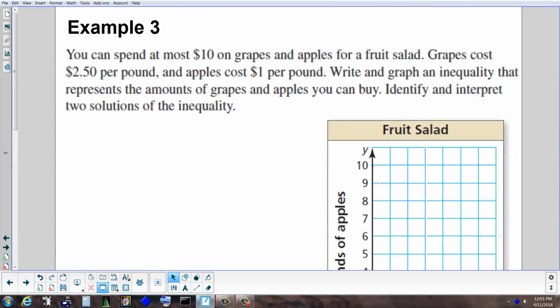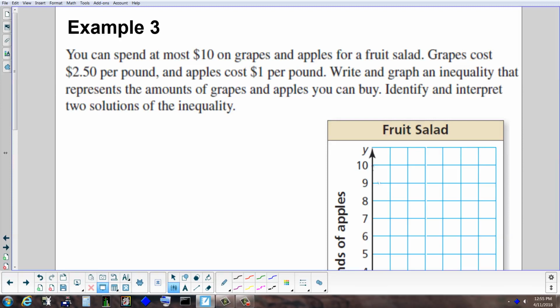All right. So the hardest thing with the word problem is not the solid and dotted lines and the shading. It's figuring out what the equation is first. So we're going to go through carefully and circle the things that are important. Let me read the first sentence. You can spend at most $10 on grapes and apples because we're making a fruit salad. What do you think is important in that sentence?